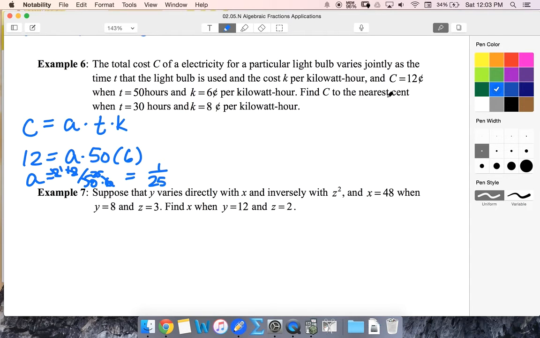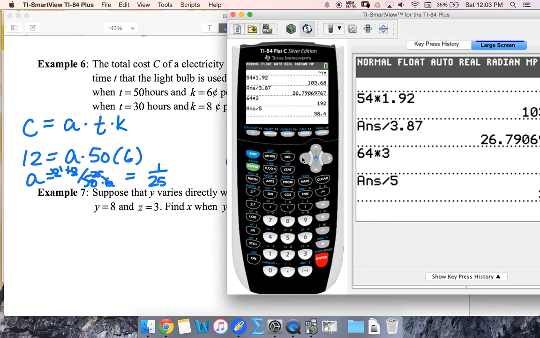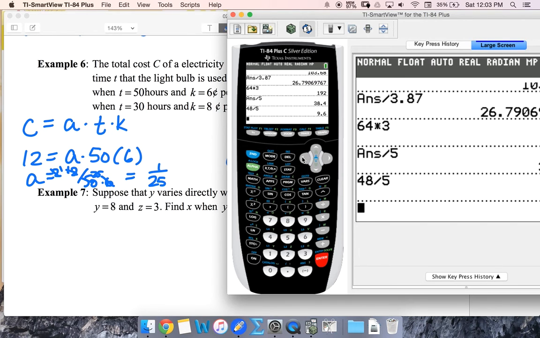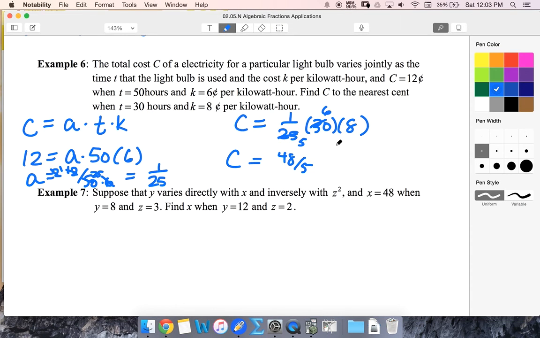Find C to the nearest cent. So remember, writing this right now, my C is in cents. 1/25 times 30 times 8. We've got just a little bit of cancellation. I could do 5 and I could do 6 up here. So that's going to give me 48/5. So let's see to the nearest cent. 48/5 is the same as 9.6. So 9.6 cents to the nearest cent.